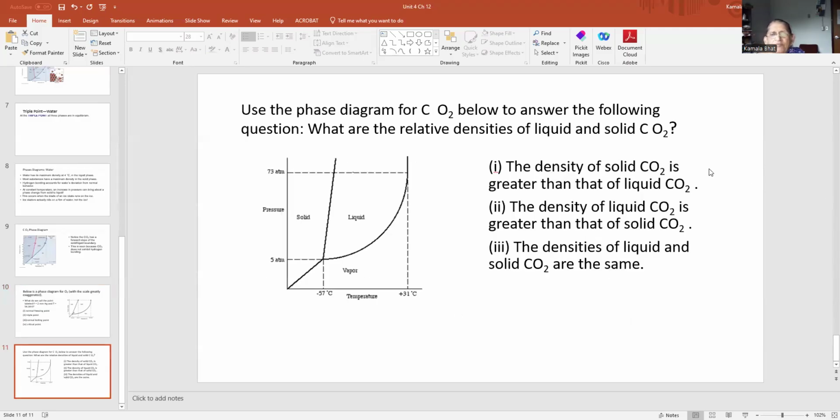Use the phase diagram for carbon dioxide below to answer the question. Go ahead and do that. And with that, I finish the phase diagram for you. And I'm going to stop the share, and we are done.